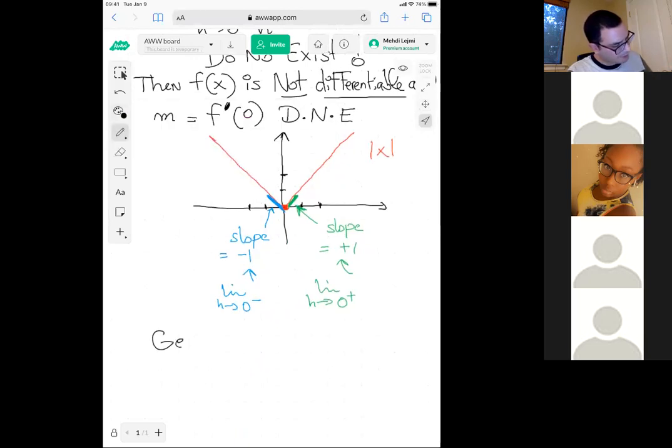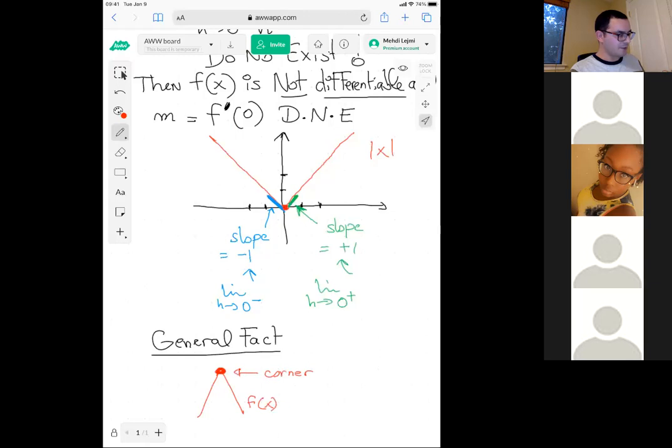So whenever you have a corner in a graph, what I mean by corner is like a vertex, like if you're having a triangle, right? And so you have a vertex. This is your corner. Then, in this graph, let's say this is f of x, the function f is not differentiable at this corner.